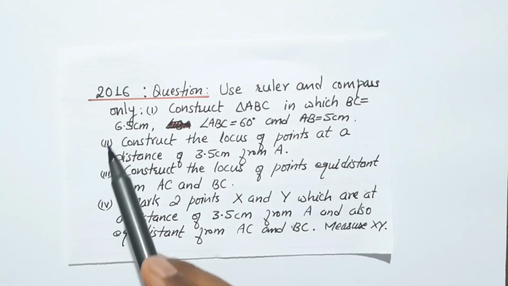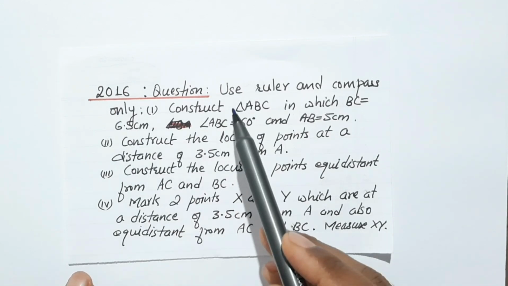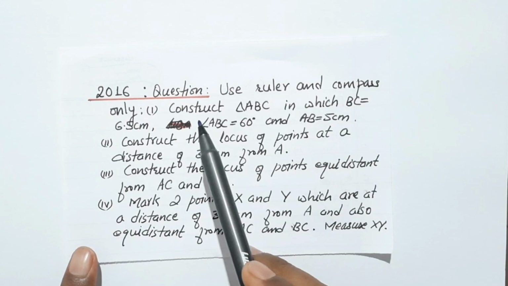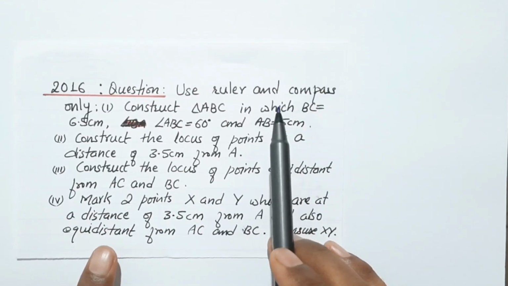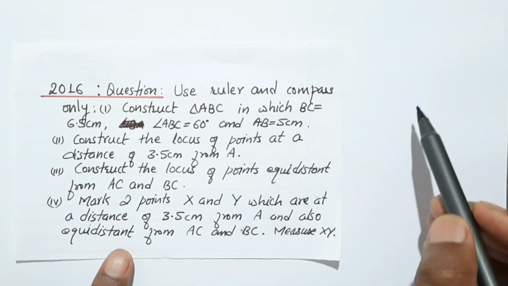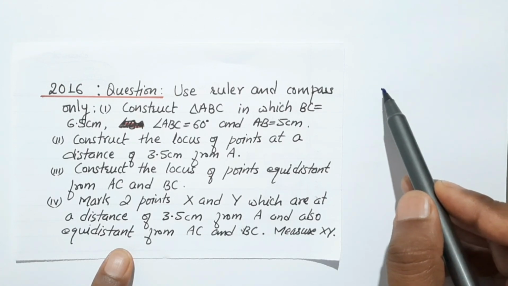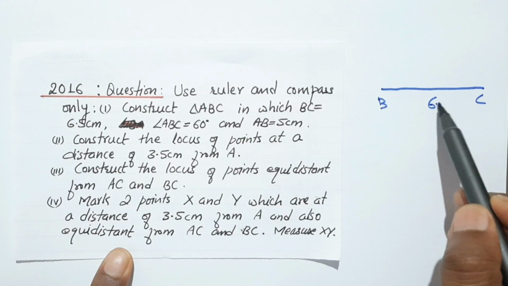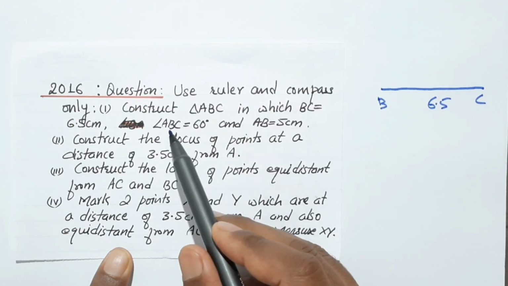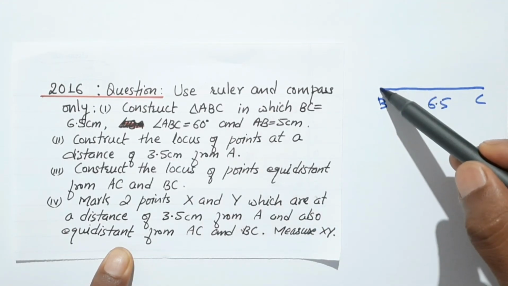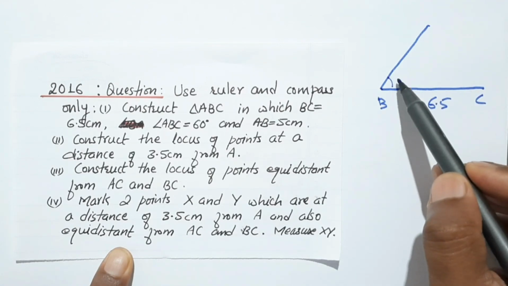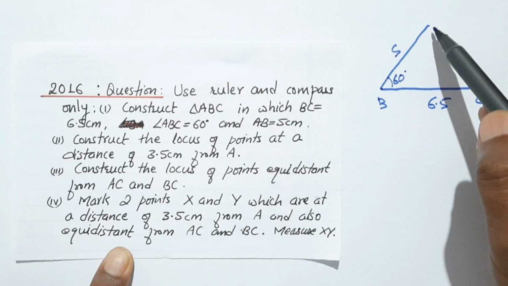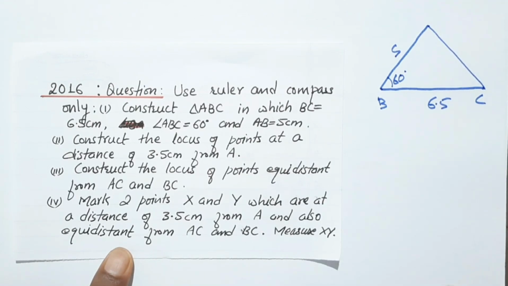Now next question, that is from 2016. Here question is like this: use ruler and compass only. That is the instruction. Now first part is construct a triangle ABC in which BC is 6.5 centimeter. That means we have to construct a triangle whose base BC is 6.5 centimeter, and angle ABC is 60 degree, and the length of AB is 5 centimeter. Join this, so this is our triangle.